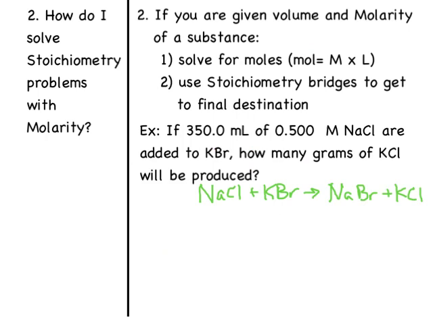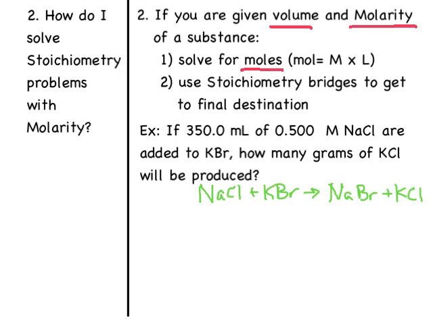If you're given the volume and molarity of a substance in a chemical, you have to be given a chemical reaction for it to be legit stoichiometry, right? And in the question, you'll be given the volume and the molarity of the substance rather than moles or grams. But now that you know the molarity triangle and the molarity formula, you can use the volume and the molarity in order to solve for moles. That's our first thing that we're going to do. So you take the volume and the molarity, times them together, and you get the moles of the substance.